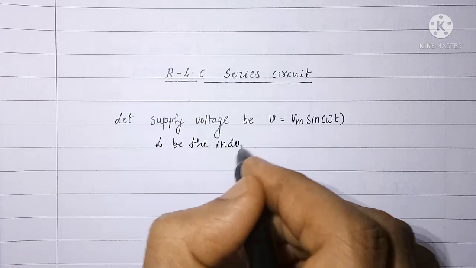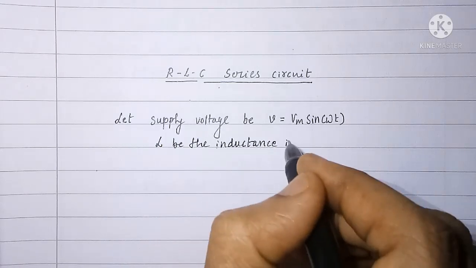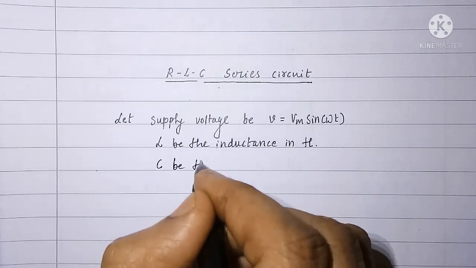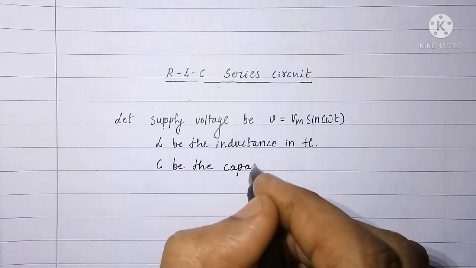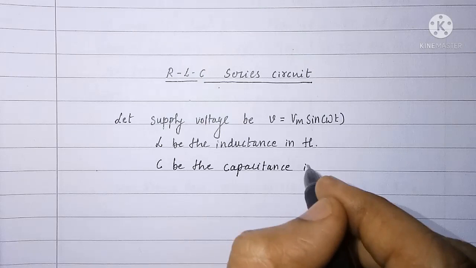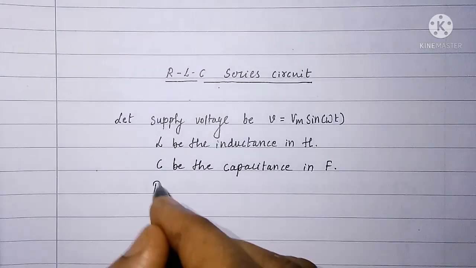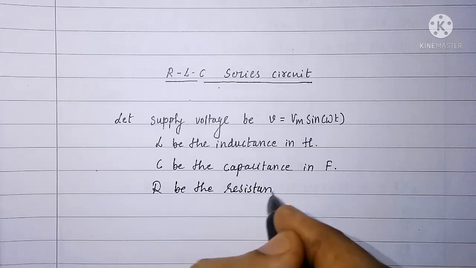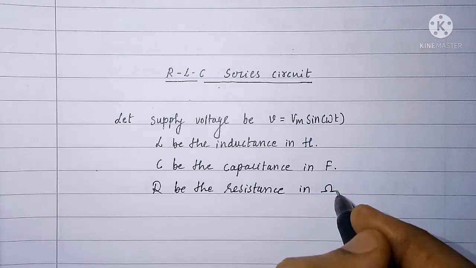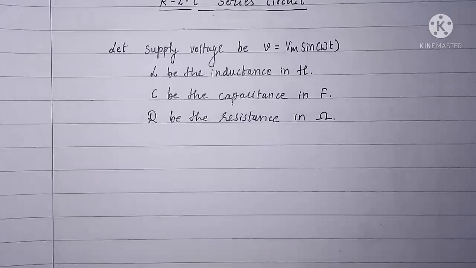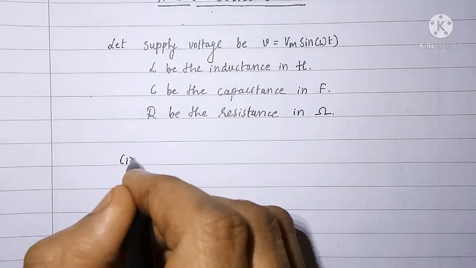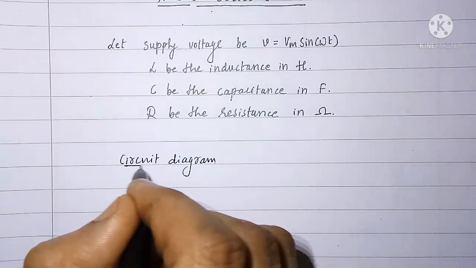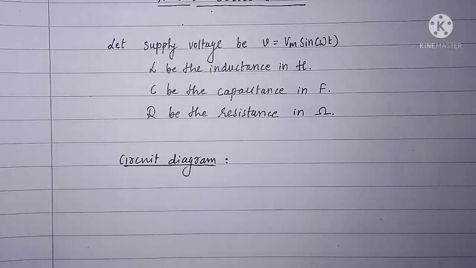L be the inductance, in Henry, C be the capacitance, in farads, R be the resistance, in ohm. Circuit diagram.